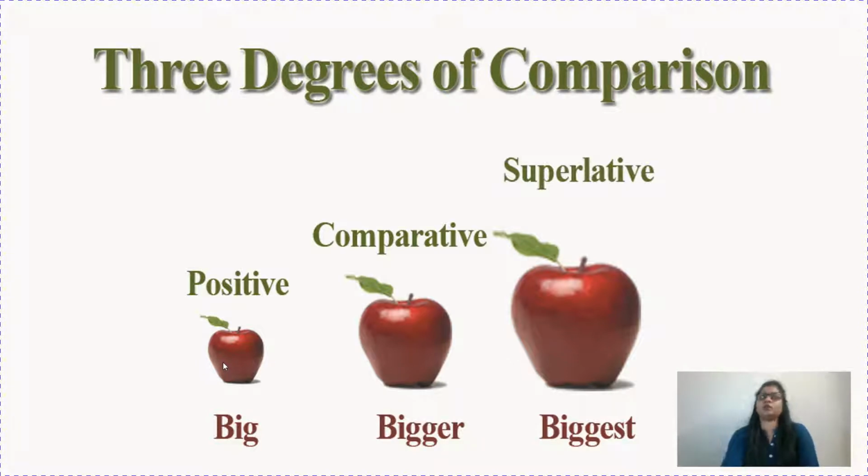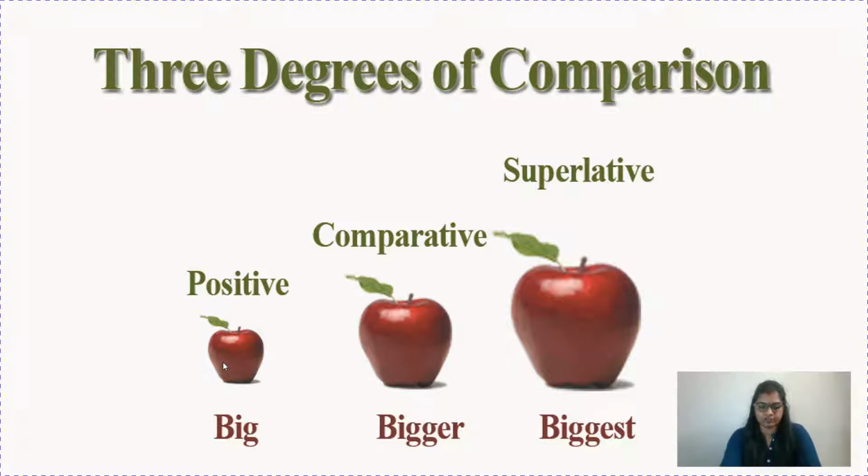So children, you have to keep a few things in your mind. In positive degree, we use an article a or an. Okay, like we can say this is a big apple. Okay, he is an honest man. Like this. Okay, in positive degree we use articles a or an.